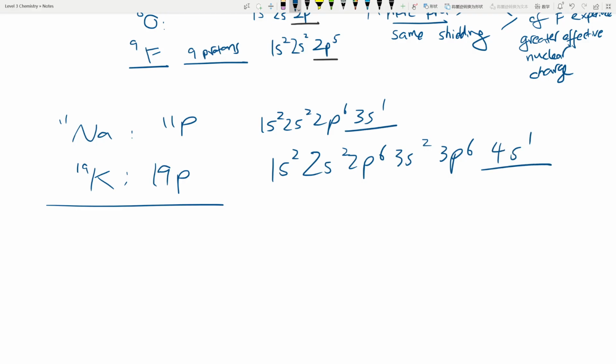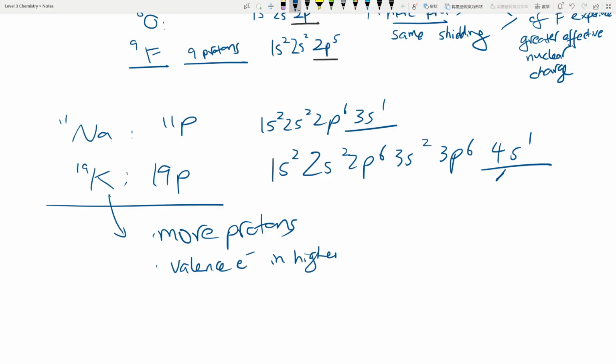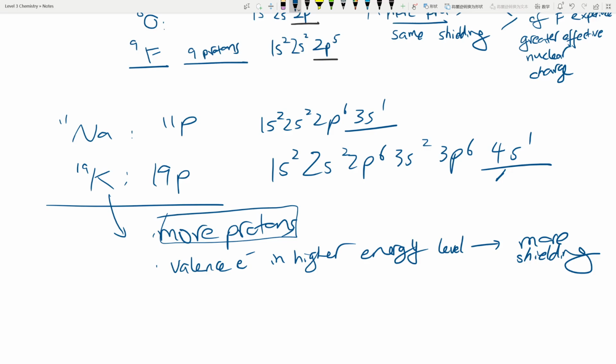So the valence electrons: for sodium, one is in energy level number 3, in the 3s subshell, and for potassium the valence electron is in the 4s subshell. So potassium has more protons, but this is outweighed by the valence electron being in a higher energy level, which means it experiences more shielding from the inner shells. So the extra protons are not as significant.